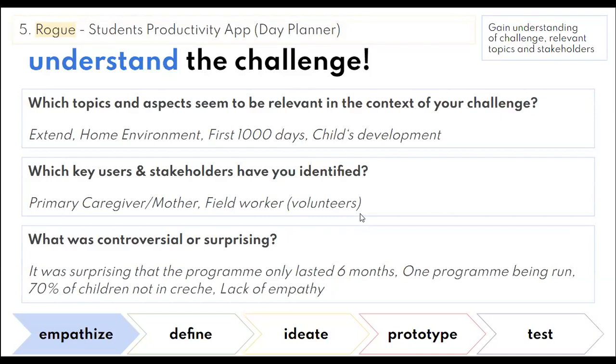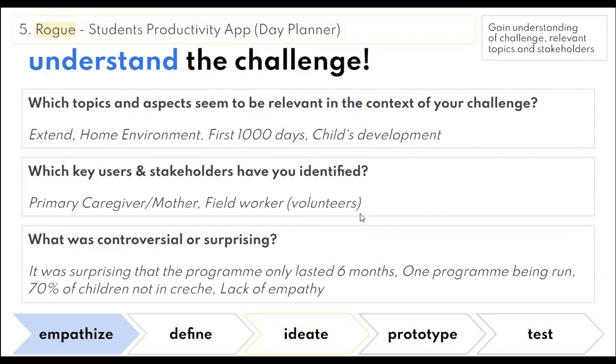Batandwa asked, what is meant by stakeholders? We'll get to that in the next slide. So just to continue, it's being asked there, but we'll go further into that in the next slide as well. Which key users and stakeholders have you identified?